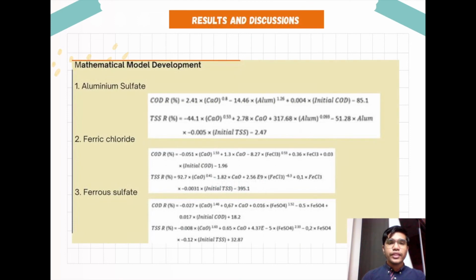For the second objective, the mathematical models are developed as a function of chemical dose and inlet concentration. The parameters are fitted and the least square method was employed in order to minimize the error between the experimental and predicted data. A total of 6 mathematical models were developed, as you can see from the slide. The value of the coefficient of determination, R square, for each equation is from 0.93 to 0.99, which showed a satisfactory agreement between experimental and predicted data.